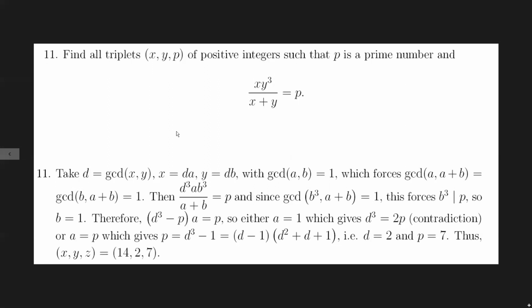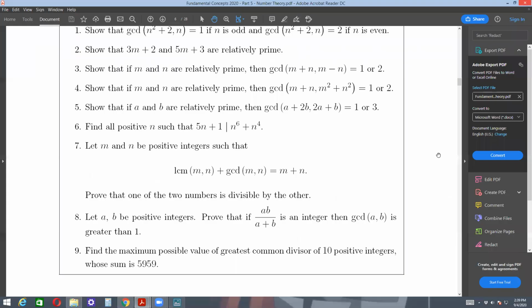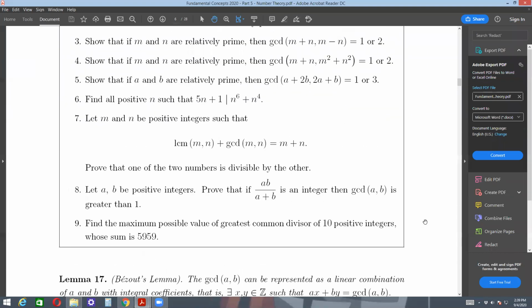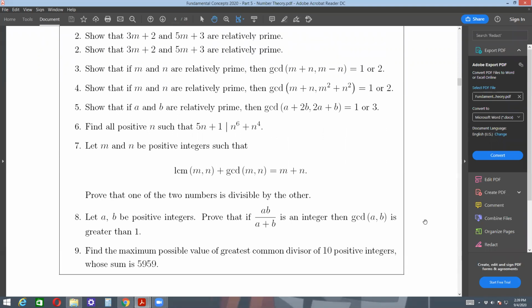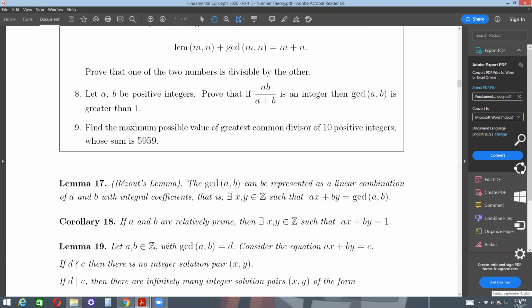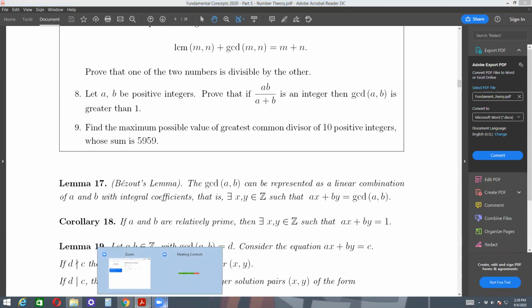So I just wanted to show you how the GCD can be used in a problem. All right, I think we'll have to pause here and then continue in a few minutes because I think we're going to get locked out now. So let me stop sharing this.